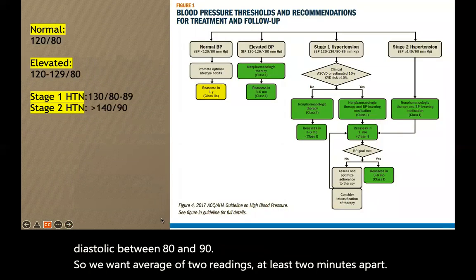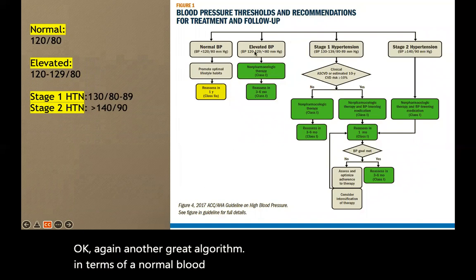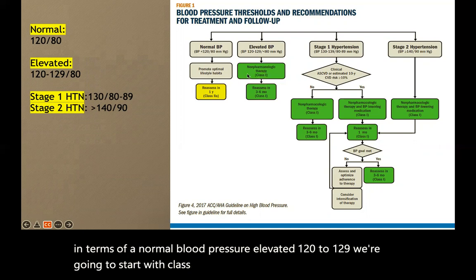Okay, again, another great algorithm. In terms of a normal blood pressure, elevated is 120 to 129. We're going to start with class 1, no drugs, and just reassess in 3 to 6 months.